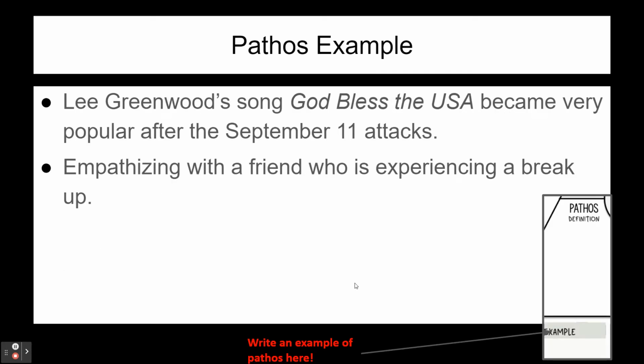Here's an example. Lee Greenwood's song, God Bless the USA, became very popular after the September 11th attacks. People were very patriotic. They were feeling very united as a nation. And so that song just became very popular because of how people were feeling after that time. Another example is empathizing with a friend who's experienced a breakup. If you've gone through a breakup, empathizing with a friend during their breakup, there's a lot of pathos going on there. Write down the example now.